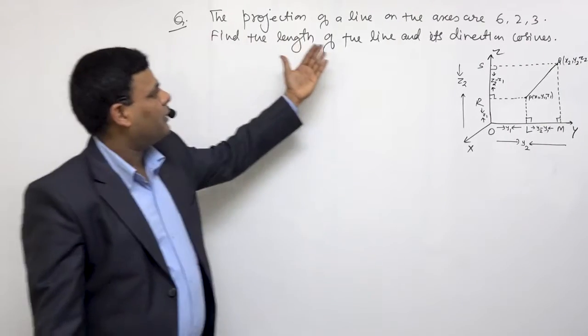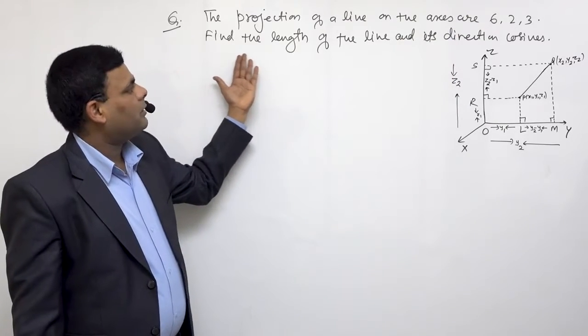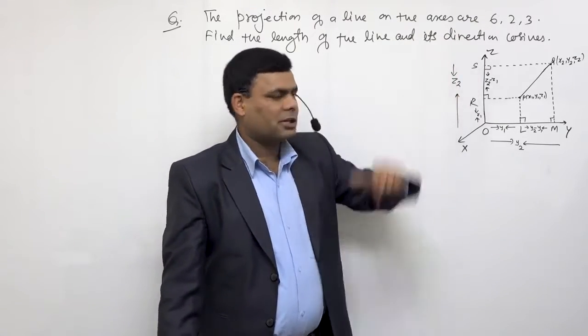The projections of a line on the axes are 6, 2, 3. Then find the length of the line and its direction cosines.